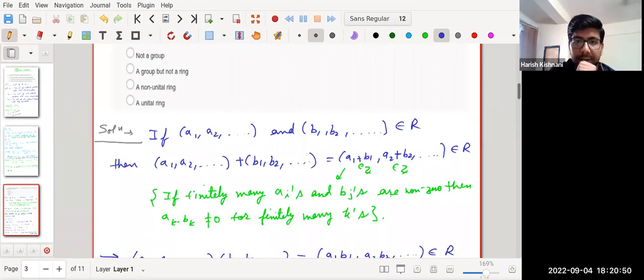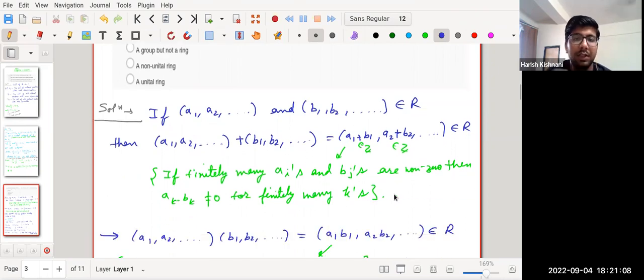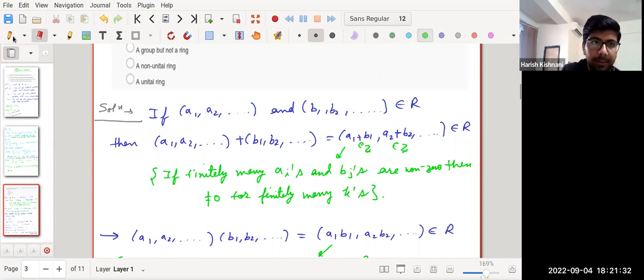The ai's are integers and the bi's are also integers, so ai plus bi is also an integer, and so it's a sequence of integers. But we need to check more. We need to check that for all except finitely many indices, ai plus bi is zero. If finitely many ai's and bj's are non-zero, then ak plus bk is non-zero for finitely many cases.